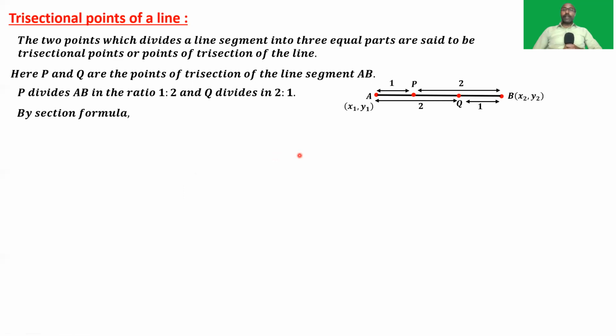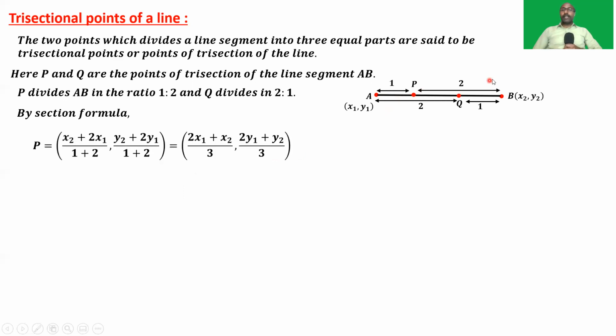Then by the section formula we can write P is equal to, so P is dividing AB in the ratio 1:2. The point which divides AB in the ratio 1:2 is mx2 plus nx1 by m plus n and my2 plus ny1 by m plus n. Here m is equal to 1 and n is equal to 2. So mx2, that is 1 into x2, plus nx1, 2 into x1, by m plus n, that is 1 plus 2. And similarly y2 plus 2y1 by 1 plus 2. So from this we can write P is equal to 2x1 plus x2 by 3, comma, 2y1 plus y2 by 3.